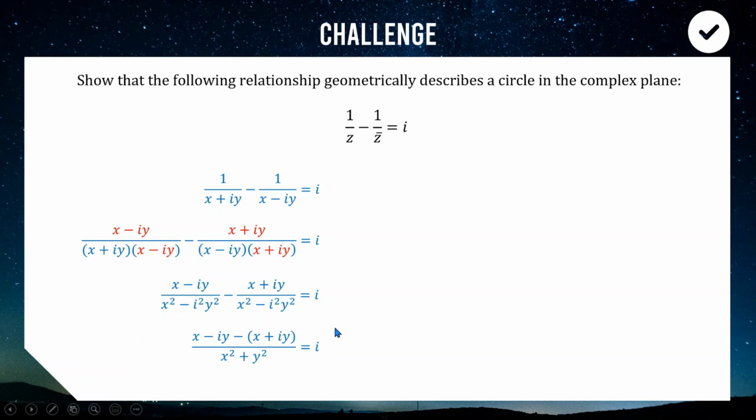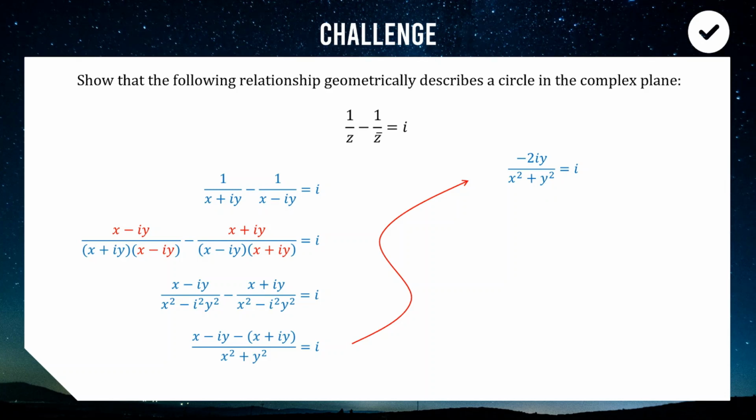Okay, on to the next step. We're going to simplify the top of the fraction. So we're going to have x take away x is nothing, and then minus iy take away iy is minus 2iy. Okay, cool. So we're on the right track because we have an x squared and a y squared. That's what we know circles look like. So we're getting closer. We just need to make it look more circular.